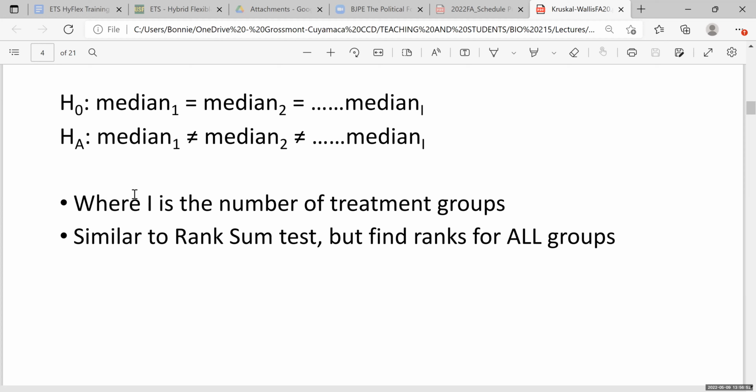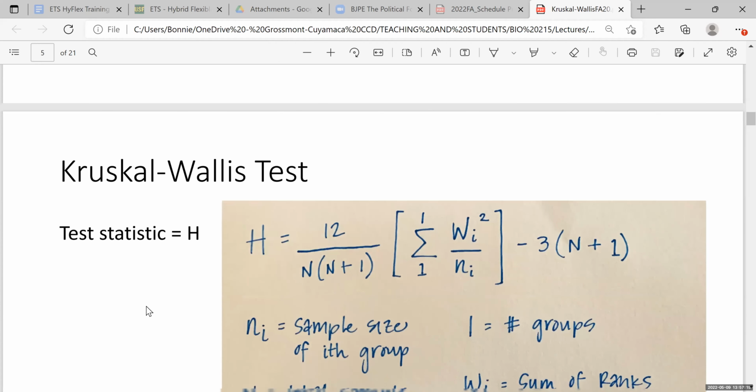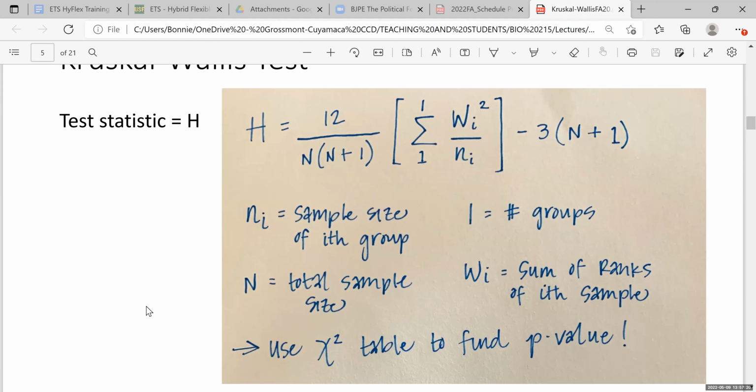And it's similar to the rank sum test, but we need to find the ranks for all the groups instead of just looking for the one with the lowest sum of ranks in order to calculate the test statistic. So just like all of our other hypothesis tests, we're going to have our null and alternate hypothesis. We're going to calculate a test statistic like little t, like capital F, like little z, or chi-squared. We're going to calculate this test statistic. We're going to call it capital H.